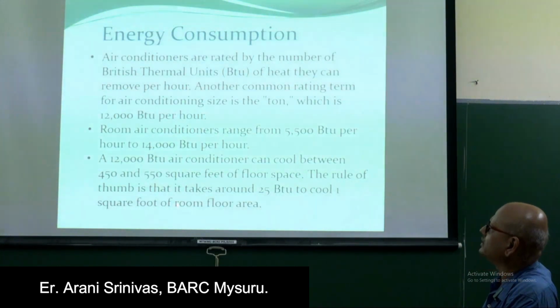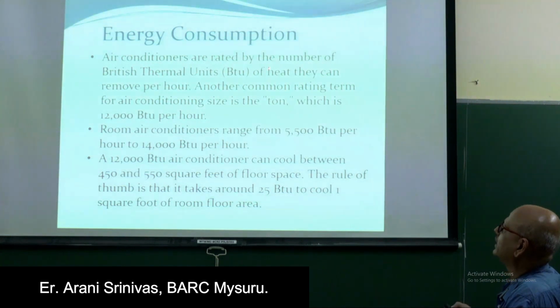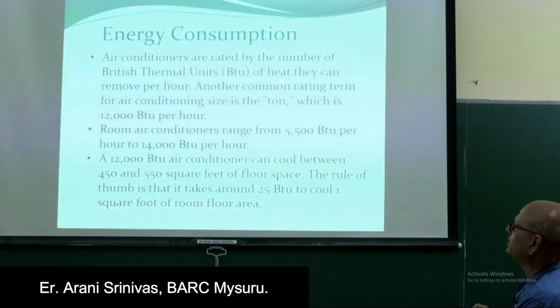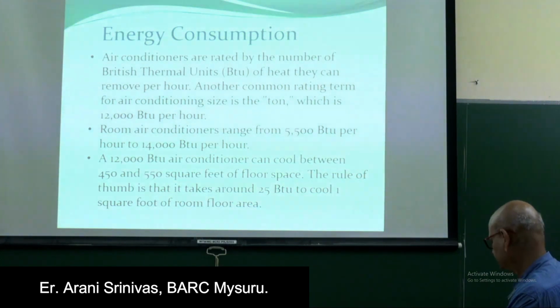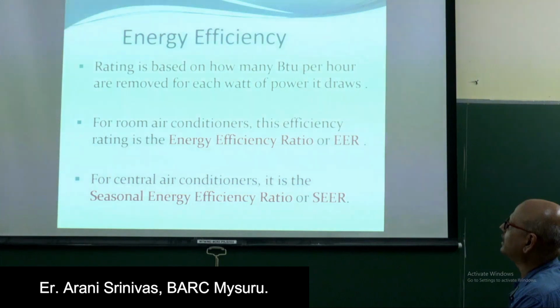See, again, energy consumption. Air conditioners are rated by the number of BTU of heat they can remove per hour. Another common rating term is 1 ton, which I explained to you. Room air conditioners can range from 5000 BTU to 12,000 BTU and can cool between 450 to 550 square feet of floor space. The rule of thumb is that it takes around 25 BTU to cool 1 square foot of room area. These are all for design people.